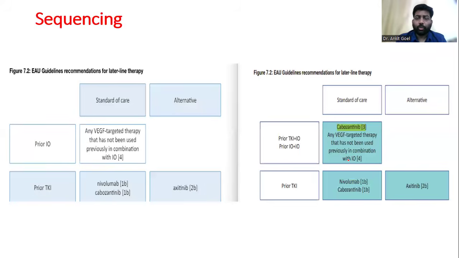Now, sequencing. Suppose the patient fails the first line. What are the second line options? Till now, the second line options were the VEGF inhibitors which were not used previously. Suppose the patient was on axitinib, you can now consider lenvatinib. You can now consider sunitinib, pazopanib. So any inhibitor which was not used previously, you can use now. But what has changed? This is 2023. This was recommended.